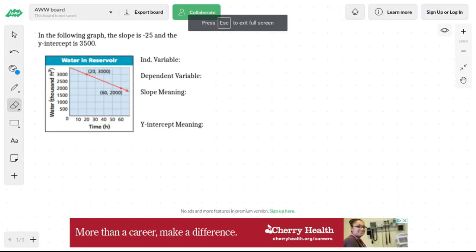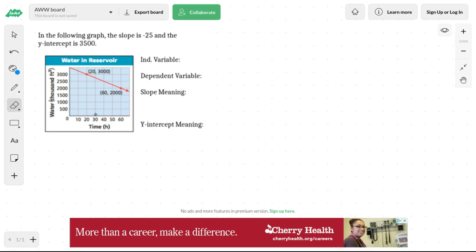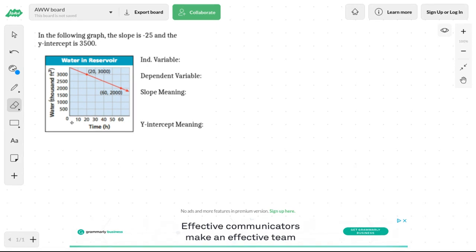All right, in this video, we're going to go through an example of 2.3.5, which is to analyze real-world graphs and determine the characteristics. So the first thing we want to do whenever we're given a graph that's in a context is to read it and understand what's going on. So the title says water in reservoir. Reservoir is basically just an area, like a tank, that's containing water. The y-axis says water in 1,000 feet cubed, so that's like the water volume, how much water is actually in the tank. And then on the bottom is time in hours.